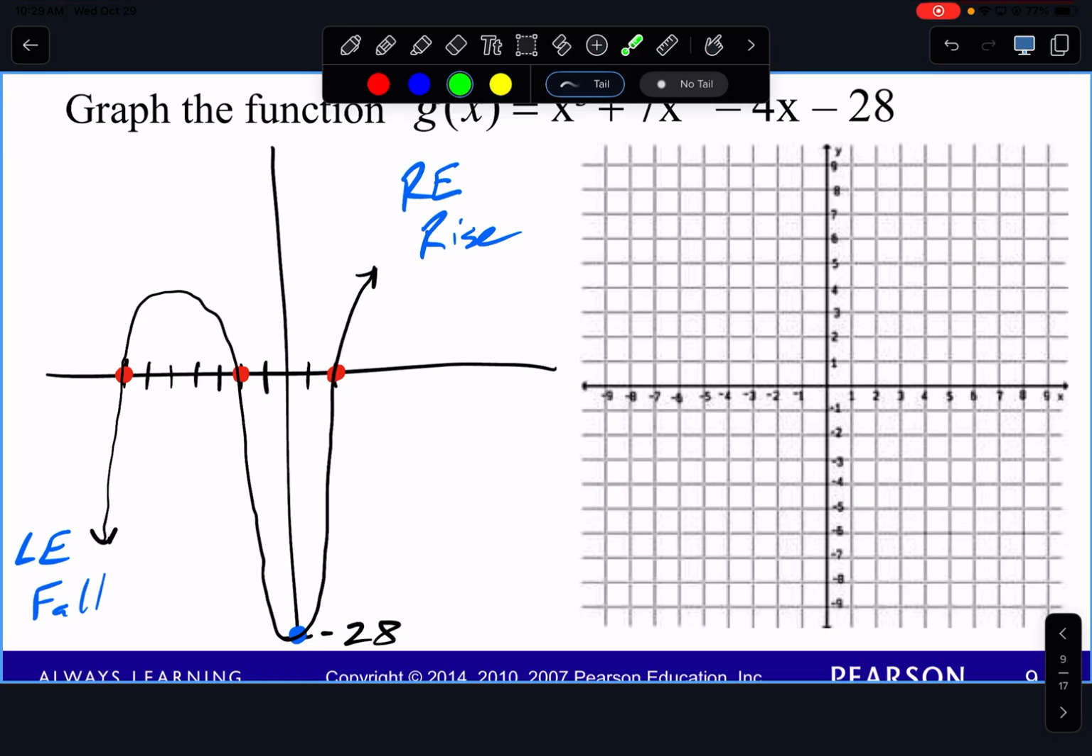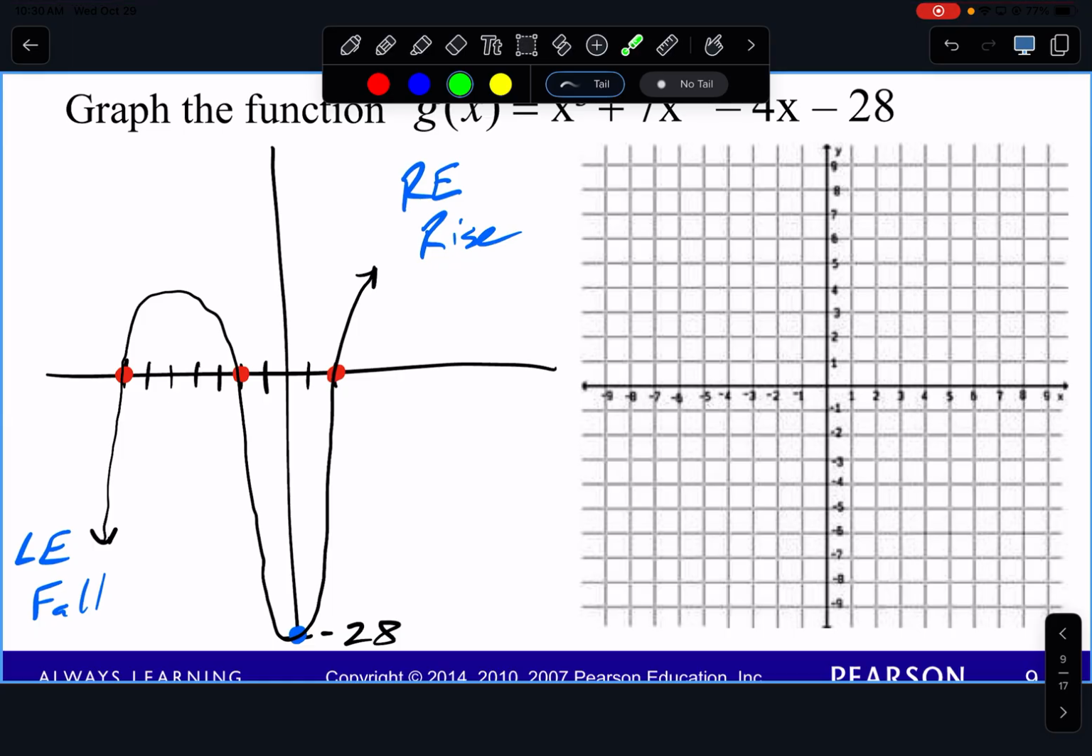Falling on the left, rising on the right, going through -7, -2, and +2, as well as -28 on the y-axis. Any questions on that process? Okay, what I want you to notice here is that when I went through each of those red dots, I just went through them smoothly, pretty much straight through.